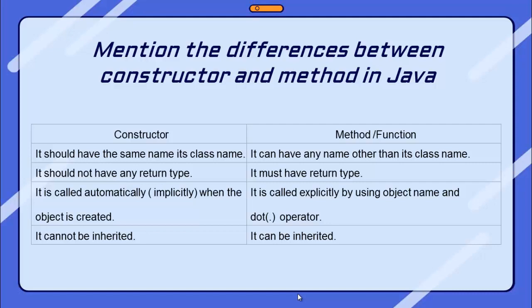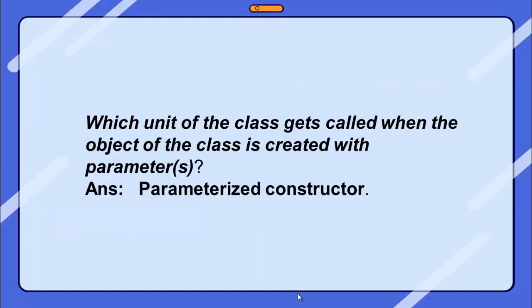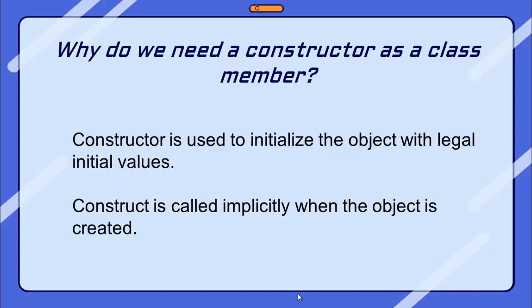A function is called by using the dot operator. Then only we can call the function. A constructor cannot be inherited, whereas a function can be inherited. Which unit of the class gets called when the object of the class is created? It is parameterized constructor. Why do we need a constructor as a class member?